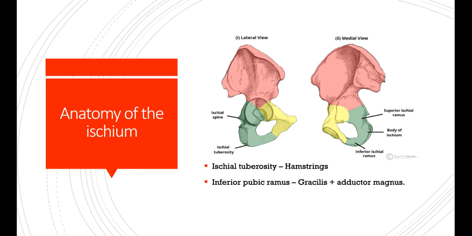The ischium has an ischial tuberosity and an ischial spine. The ischial spine is the attachment for the sacrospinous ligament, and that forms the greater sciatic foramen or greater sciatic notch. And the ischial tuberosity is the attachment for the sacrotuberous ligament, and that forms the lesser sciatic notch.